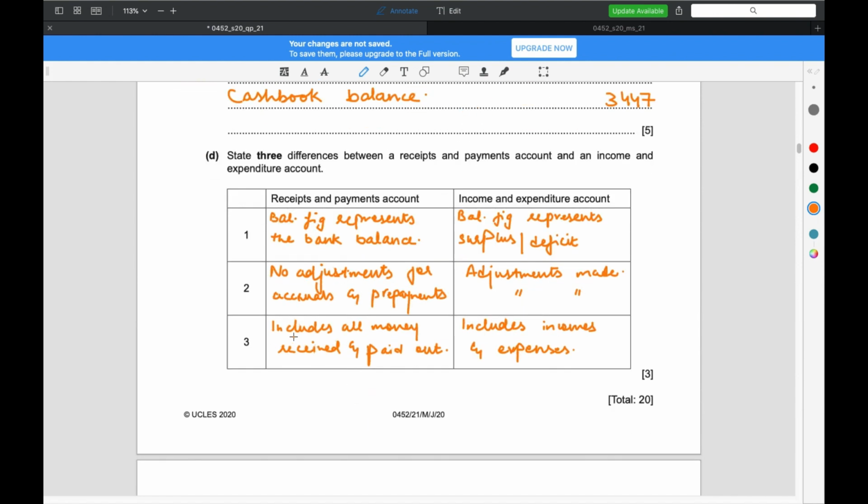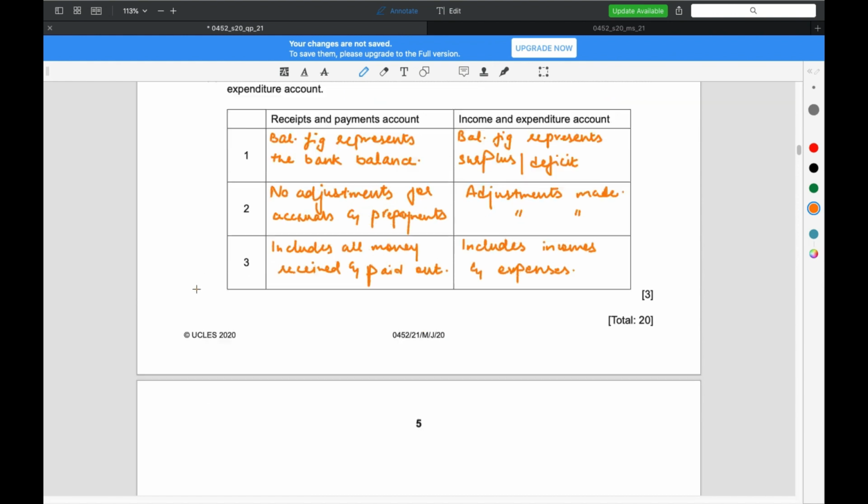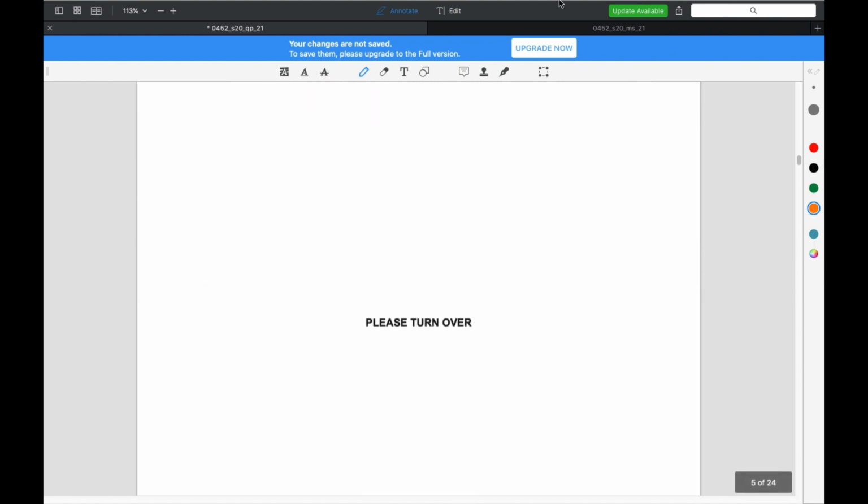The third point is that the receipts and payments account includes all money received and paid out. Simple as that. And the income and expenditure account includes incomes and expenses. So expenses may include depreciation, etc., non-monetary things that the receipts and payments account will not have. So this is another difference.